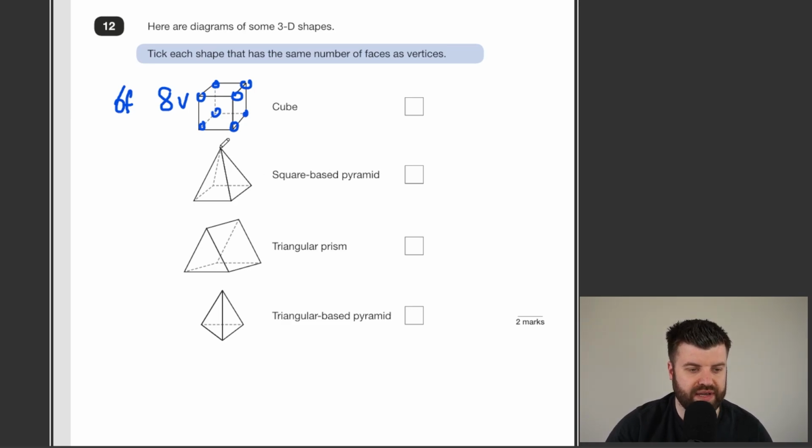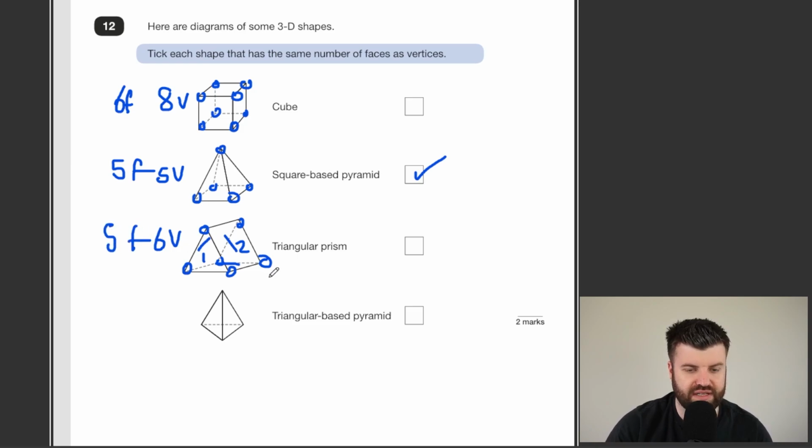A square-based pyramid, 1, 2, 3, 4, 5 vertices and 4 triangles around the side plus 1 square at the bottom. That's 5 faces. I'm going to tick this one. Has the same faces as vertices. Triangular prism. 1, 2, 3, and then 4, 5, 6 vertices. Does it have 6 faces? I don't think it does. It has 1 on this side and 1 on that side. And then 1, 2, 3 around the middle. It only has 5 faces, so I'm not going to tick that one.